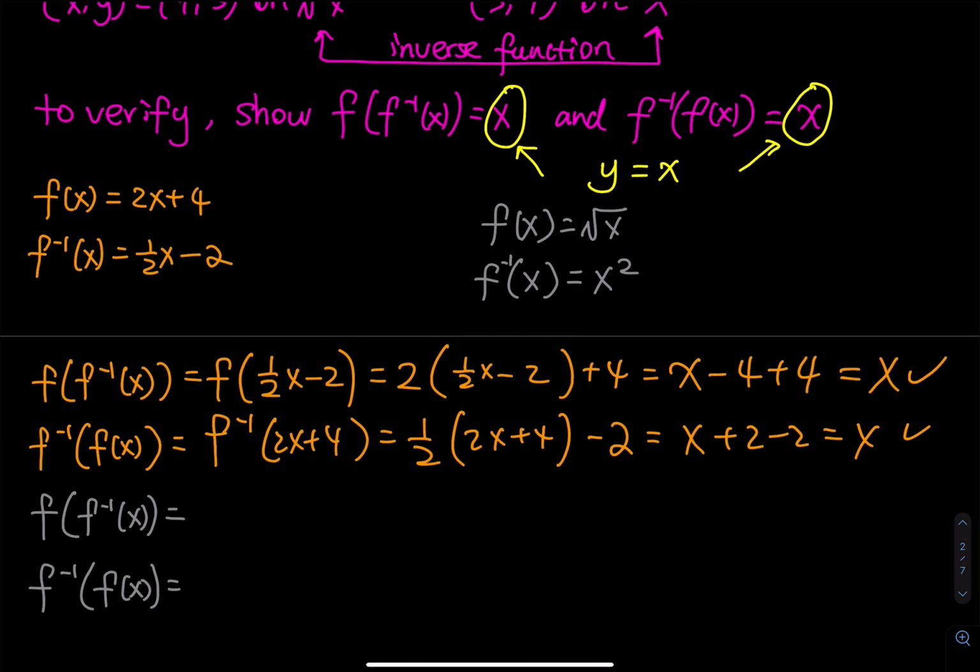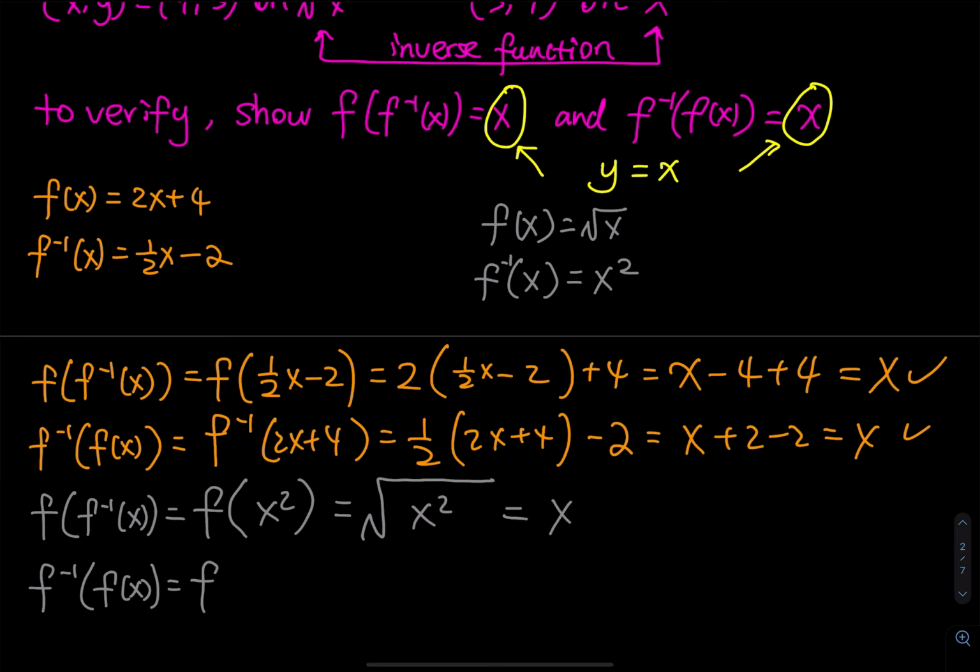And then for the other pair, let's do it really quick. So f of the inverse is x squared. So you're actually taking the square root of a square, that is equal to x. And then f inverse of f, which is square root of x. So this time you are squaring a square root. This is equal to x.